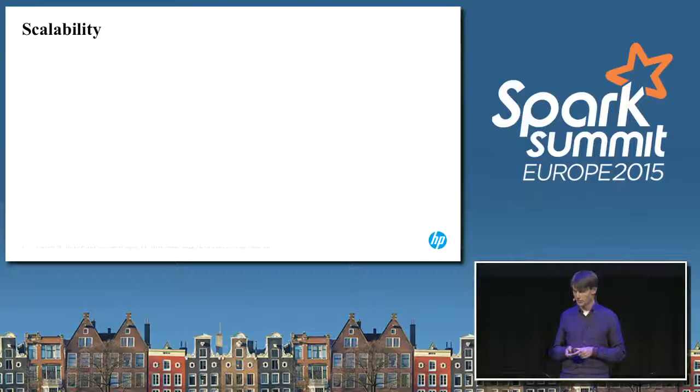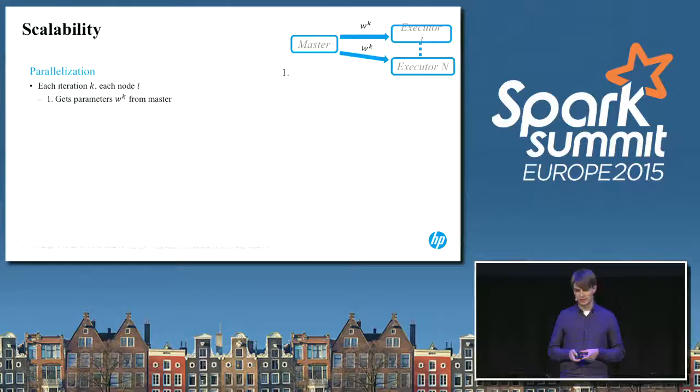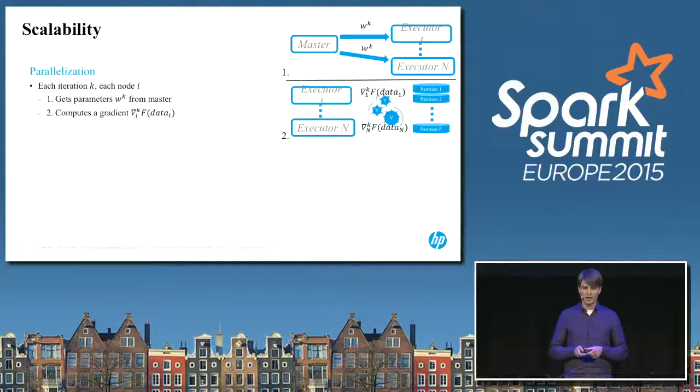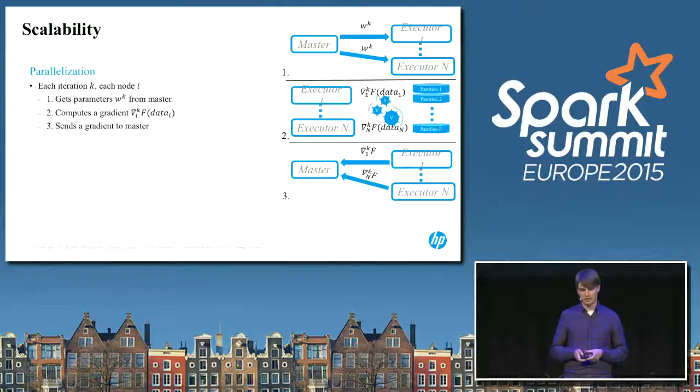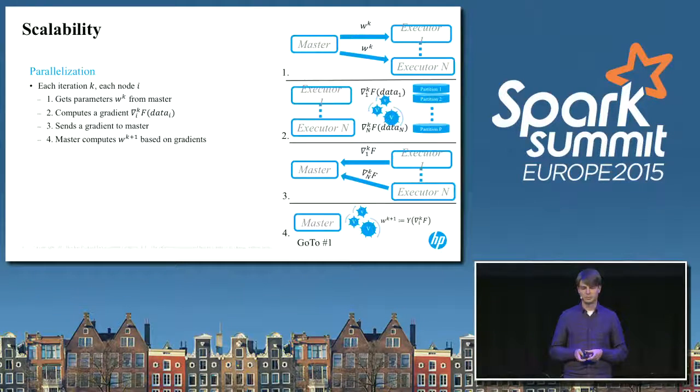So let's see how it will look with data parallelism. On each iteration, all the executors receive the weights from the master. Then each executor computes the gradient based on its local data. After that, the gradients are sent back to the master, and the master computes the new vector of parameters based on the gradients. And this process repeats until it converges.